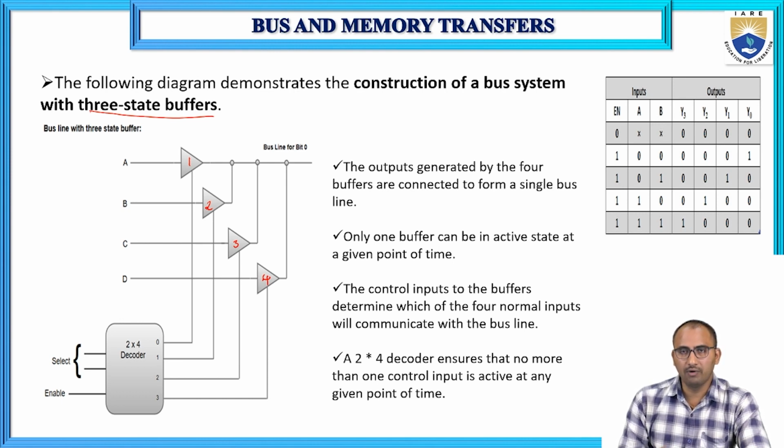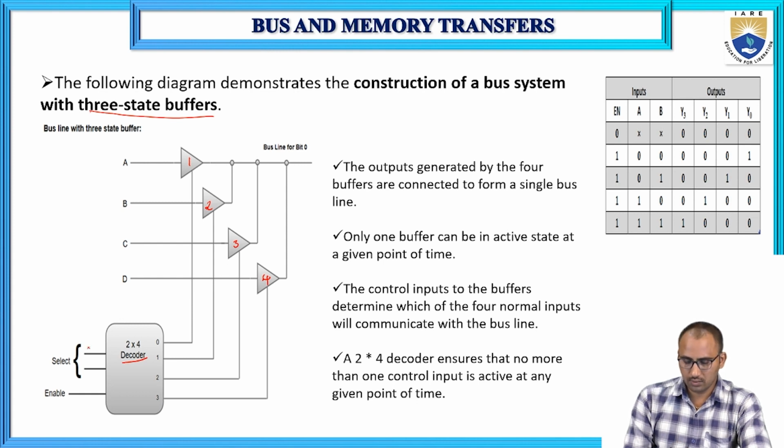And these 4 tri-state buffers are controlled with the help of a 2x4 decoder. So it has 2 inputs, A and B, an enable pin, and 4 outputs: Y0, Y1, Y2, Y3. Based on the input lines, the corresponding output will be activated.